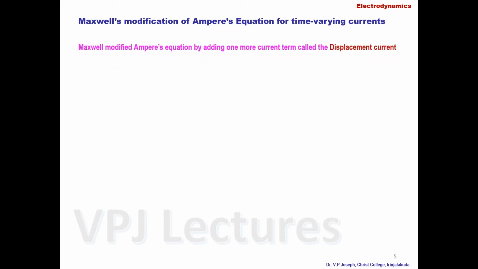So Maxwell modified Ampere's equation by adding one more current term, and that is called the displacement current term. We have discussed the displacement current term in our earlier lecture. He added that term J D to the already existing current term J, which is nothing but the conduction current term J C. So del cross B is equal to mu 0 times J C plus J D.